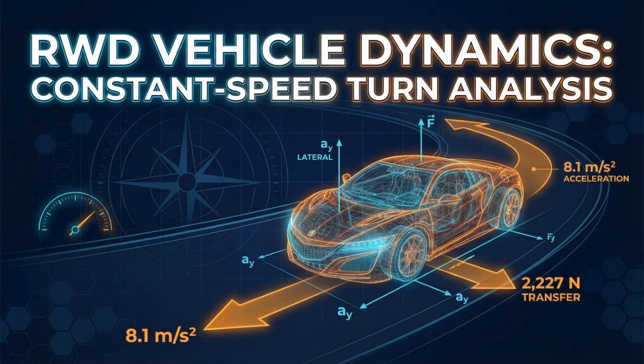Now, let us analyze a rear-wheel drive vehicle taking a turn at constant speed. Since speed is constant, there is no acceleration or braking, only lateral motion due to steering. The vehicle experiences yaw rotation and side forces at the tires, generated by tire slip angles. Front and rear tires do not produce equal forces. This imbalance determines whether the vehicle understeers, oversteers, or remains neutral. By studying lateral tire forces, yaw rate, and force distribution, we understand how an RWD vehicle maintains cornering stability and how design choices in tires, geometry, and mass distribution influence handling behavior.